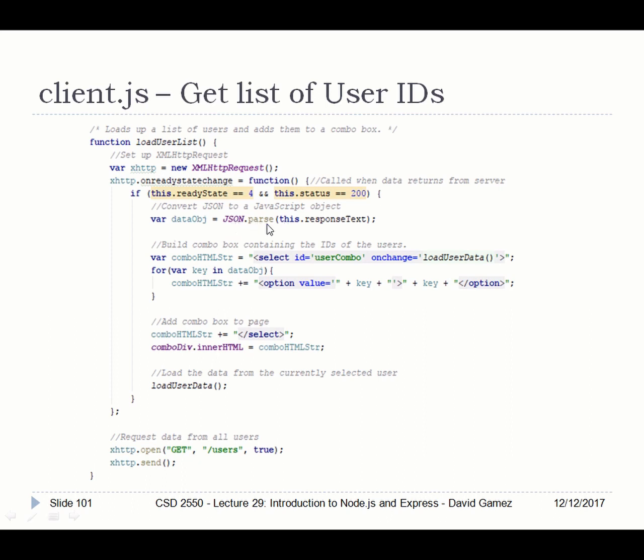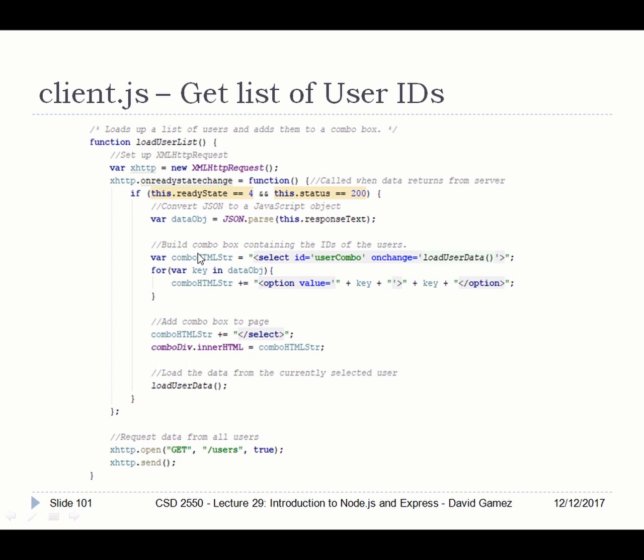So I can then use JSON.parse to convert all of the data that's been sent back from the server into this data object. This data object will contain the keys of all of the users. As I said, in a more stripped down version of this, I would just send the keys. This data object contains everything, but for this example, I'm just going to use the keys at this stage.